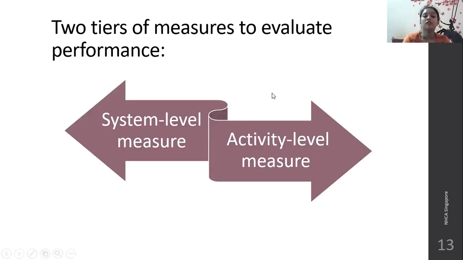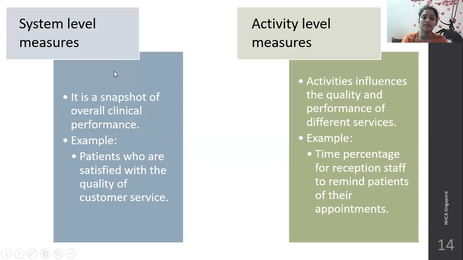Then two tiers of measures are used to evaluate performance. One is the system level measure and one is the activity level measure. System level is a snapshot of the overall clinical performance. What do you think about this hospital in its entirety? That is called system level measures. So at the end, is the patient happy with this particular hospital? Activity level measure is departmentalized. Activities influence the quality and performance of different services. Example: the percentage of reception staff who remind patients of their appointment. This is not the entirety of the hospital, this is a part of it. That is activity level measures, but the entirety of our institution is a system level measure.